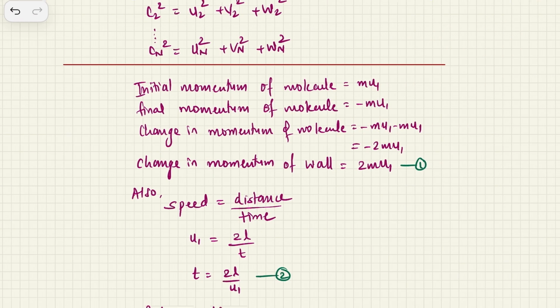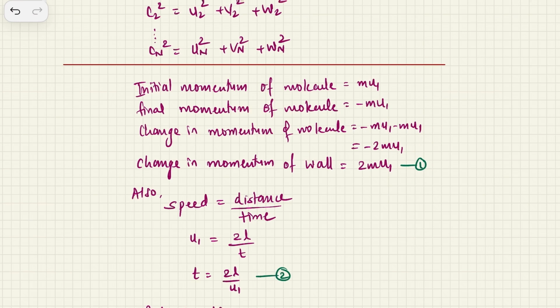So minus mu1 minus mu1. This is final, this is initial. This is final and this is initial. So I'll get minus 2 mu1, and this is the momentum of the molecule. Now if this much is the momentum given by the molecule, then this is the same amount of momentum which will be gained by the walls of the container. So change in momentum of the wall is 2 mu1, that is the plus sign, because the molecule is going to give its momentum to the wall.